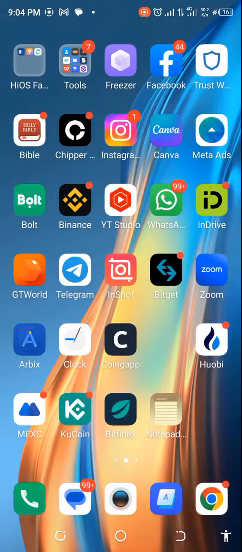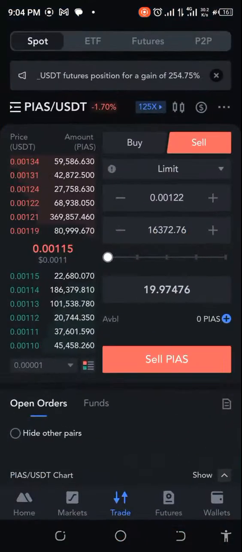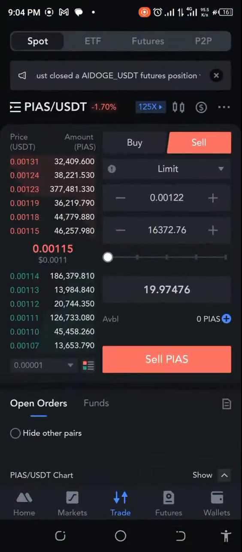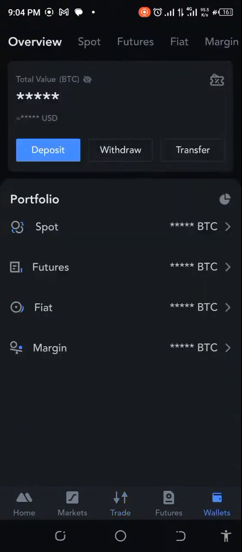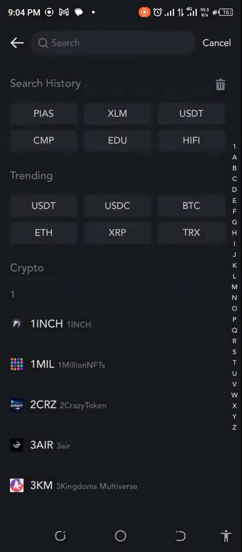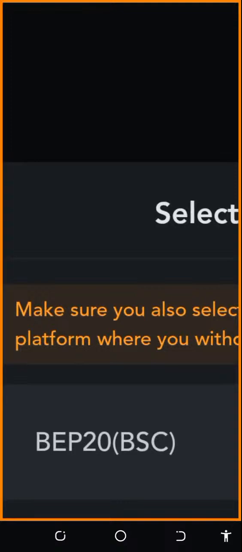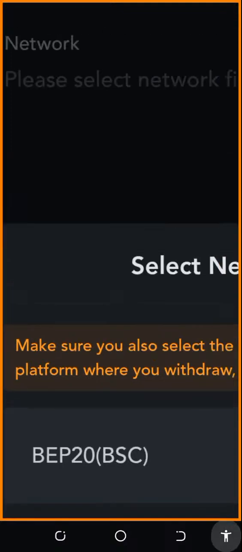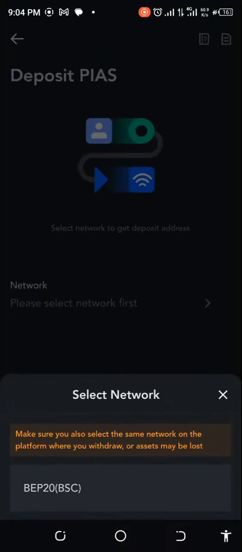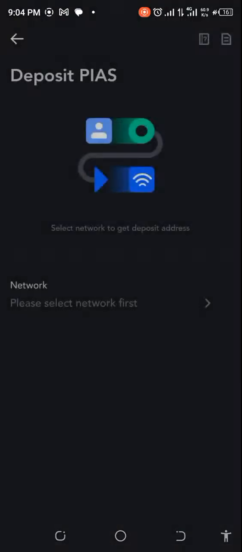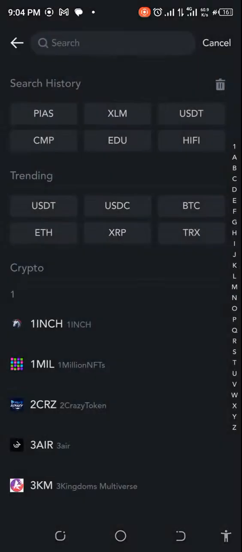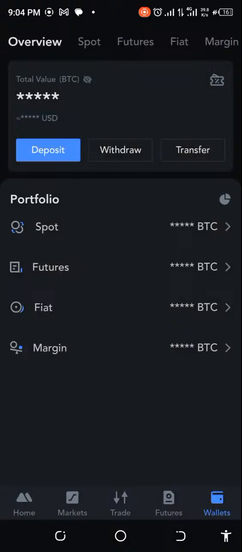Let's see if we can actually send this in and see what it is, whether it's the same. Okay, so let's put the PIAS here and see. It's also looking like the BEP20 BSC network. All right, that's good. So now we've been able to check that the two networks are the same. So let's go ahead and see whether this is doable.